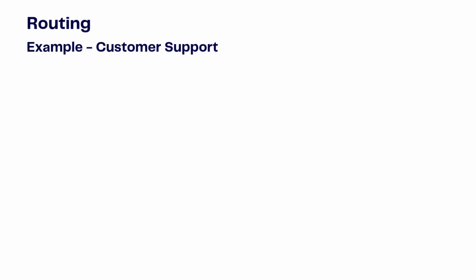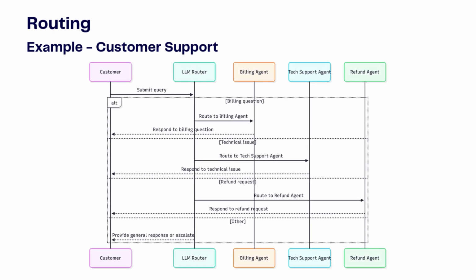Here's a real-world example of routing, a customer support LLM workflow. If the customer asks about billing, the router sends it to the billing agent. If the request is about a technical issue, it goes to the tech support agent. If it's a refund request, it's routed to the refund agent. This way, each specialized agent works with customized prompts or logic suitable to its domain, which makes the system more accurate and reliable.